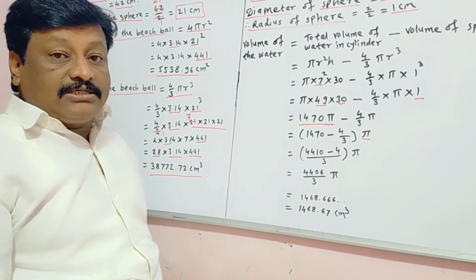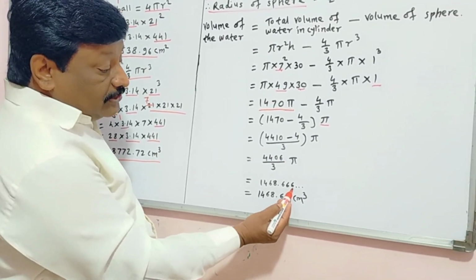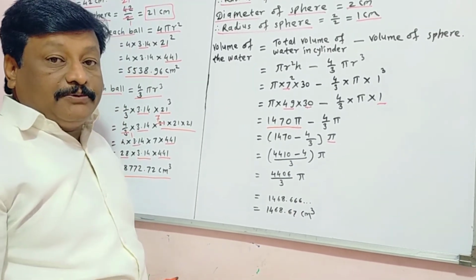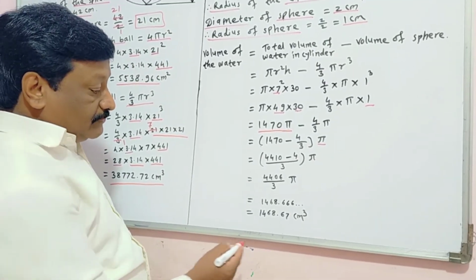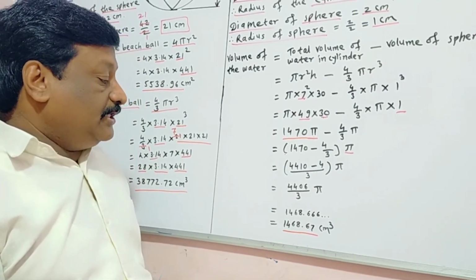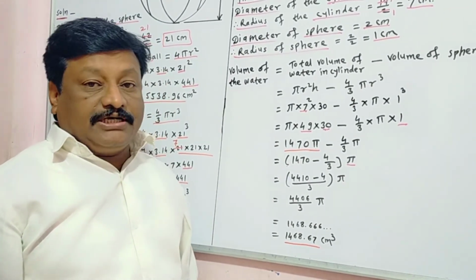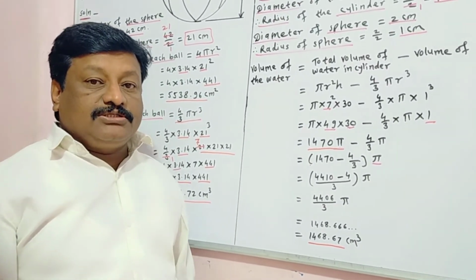We have to find answer up to 2 digits after the decimal point. That's why here third digit is 6, it is greater than 5. So remove these digits but add 1 in the previous digit. So the answer is coming 1468.67 centimeter cube. This is the volume of the water. Solve these examples in your maths 2 notebook.